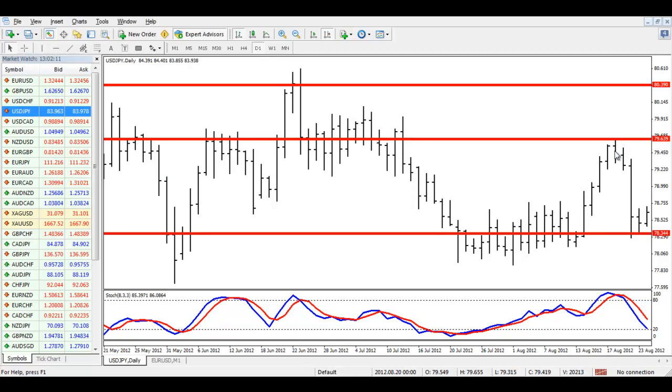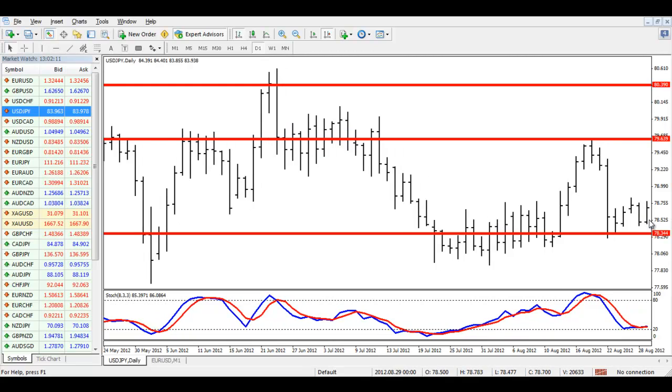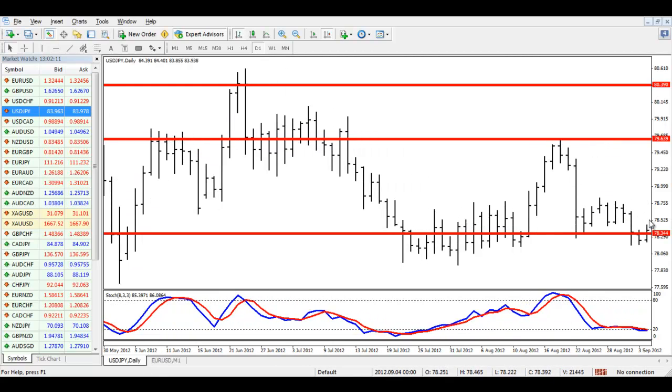Same story again. Seller, seller, seller, seller, buyer. And unfortunately, this one would have probably been a losing trade. But you can see that the winning trade on the way down would have made easily twice what you've lost on the loser.